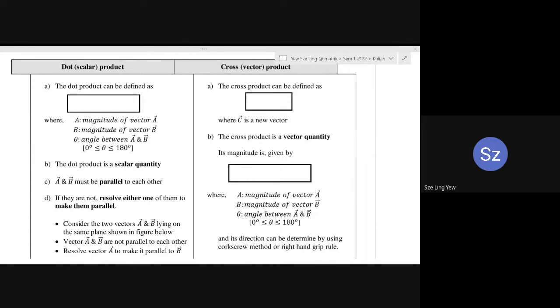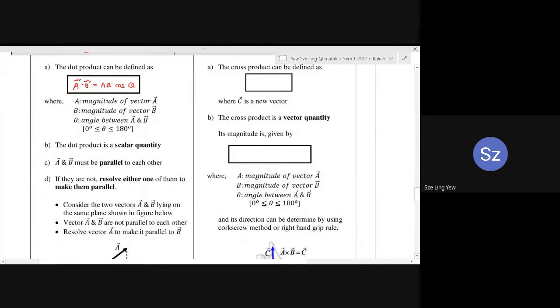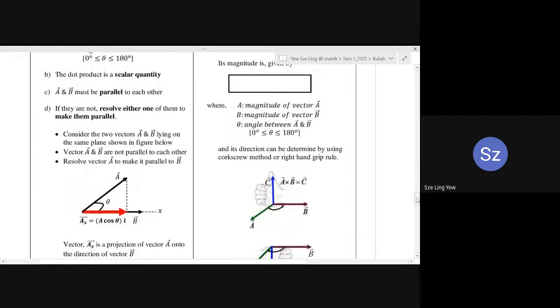Okay, so now the dot product. The physical meaning can be defined as vector A dot vector B equals AB cos theta. The dot product is a scalar quantity, that's why it is also known as the scalar product. And A and B must be parallel to each other. So what happens if they are not parallel to each other? Then you have to resolve it, and that is one of the reasons why you obtain cos theta in your definition. So now let's look at this example.